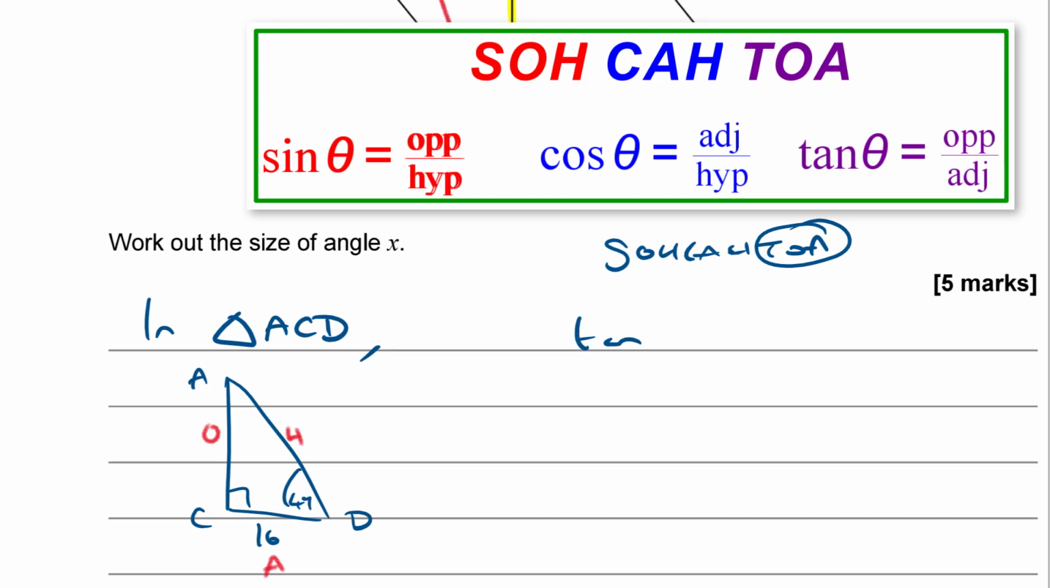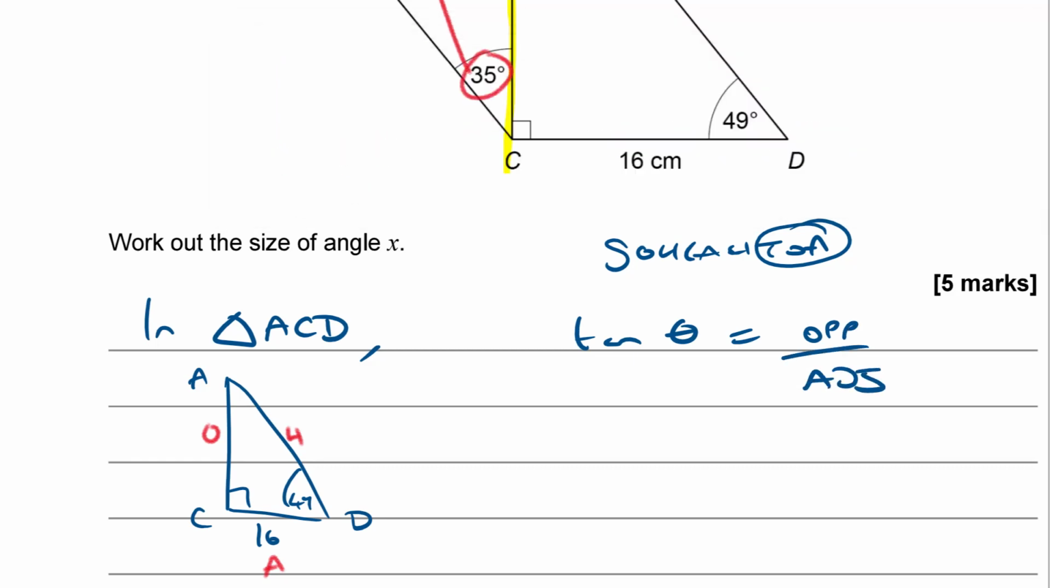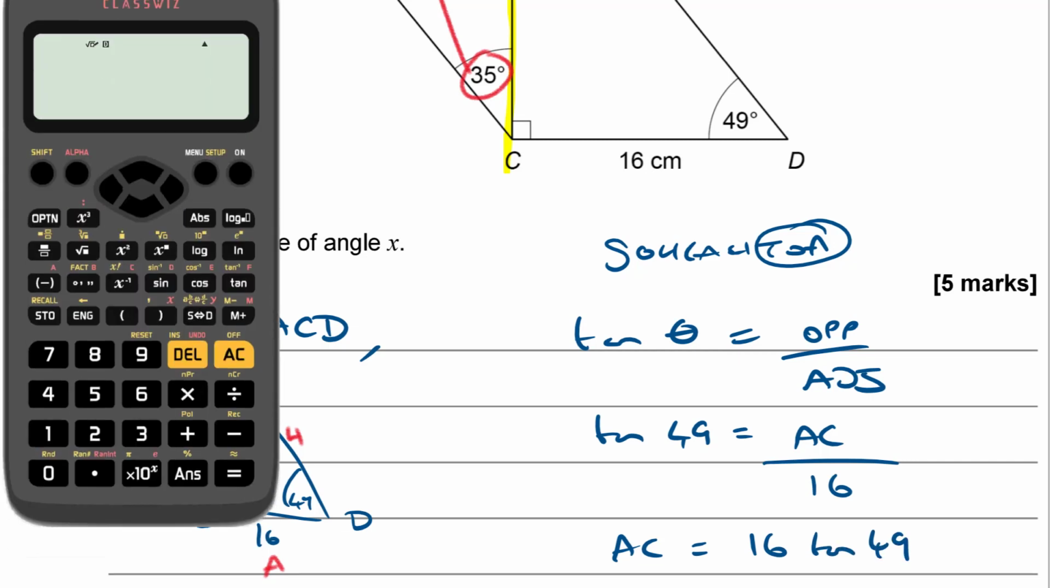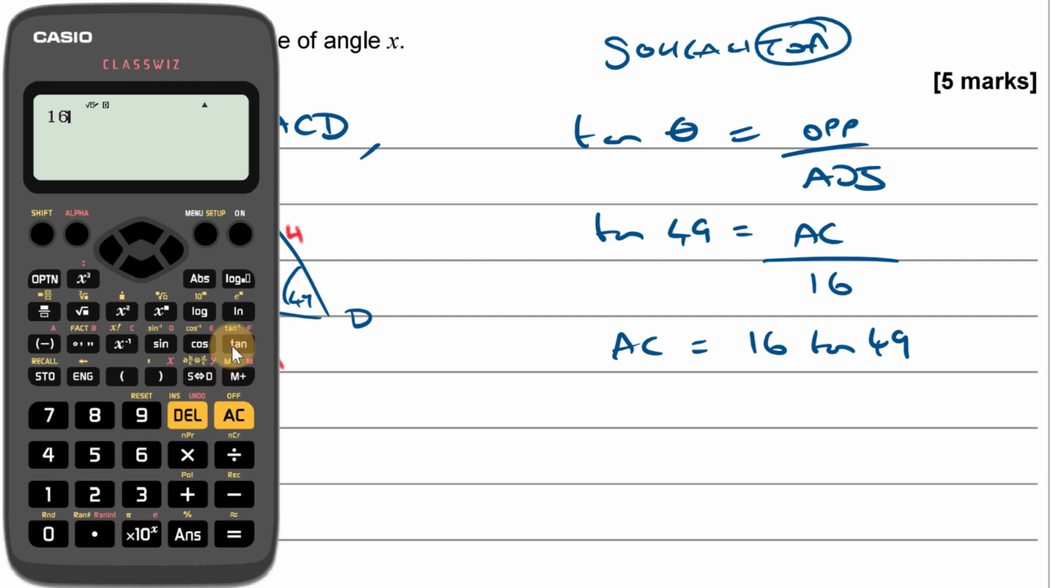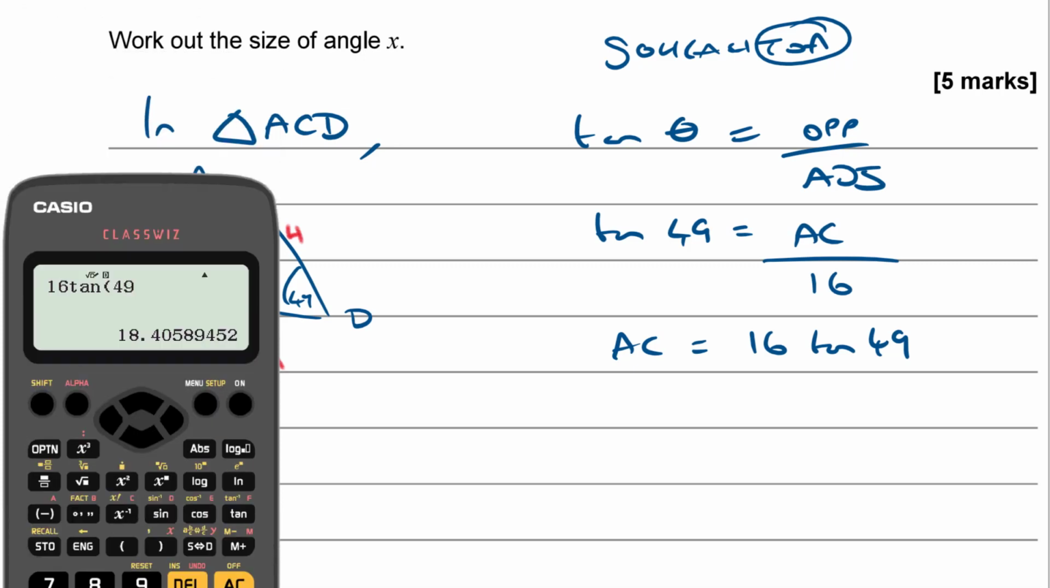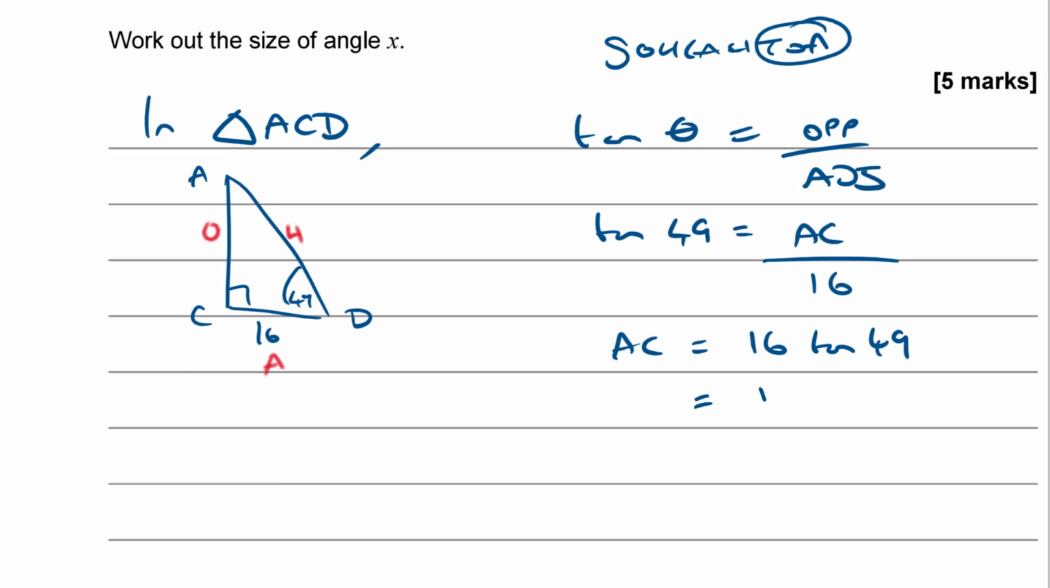So tan theta equals opposite over adjacent. That's the trig ratio for tan. Subbing in what I know, tan 49 is equal to the opposite, which is AC, that's what I'm trying to find, divided by the adjacent, which is 16. So that means AC must be 16 tan 49. According to my calculator, 16 tan 49 is 18.4 and change. I'm going to write down 18.4, but leave that value in my calculator so I don't lose accuracy. So 18.4 centimeters.